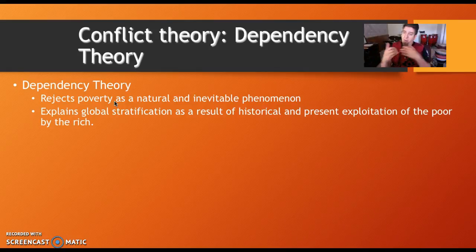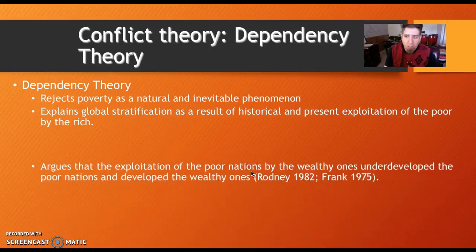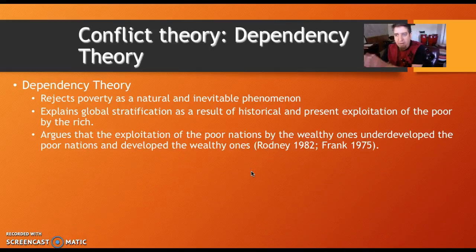So that is the fundamental crux of dependency theory and how it differs fundamentally from modernization theory, which is a theory that explains the poverty and underdevelopment of poorer countries based on cultural factors and lack of willingness to adapt to the free market and so forth. So dependency theory is a real significant divergence from that. It argues that exploitation of poor countries by the wealthy ones was an active underdevelopment.